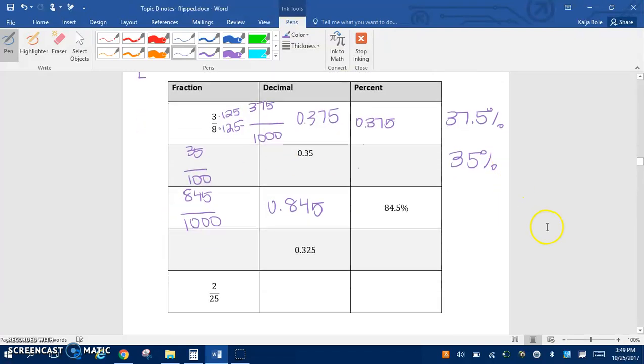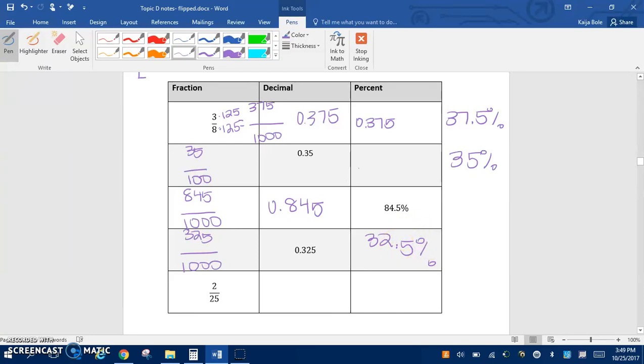Okay, our next one here, they gave us a decimal, 0.325. I say we do the fraction first. If we read it out loud, that is 325 thousandths. So our fraction would be 325 over 1,000. Then for our percent, we move that decimal over 2 places to the right. So our percent would be 32.5%.